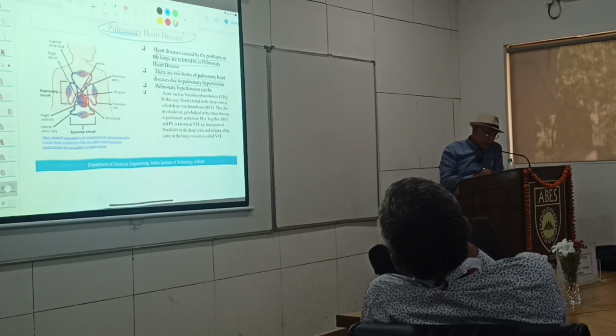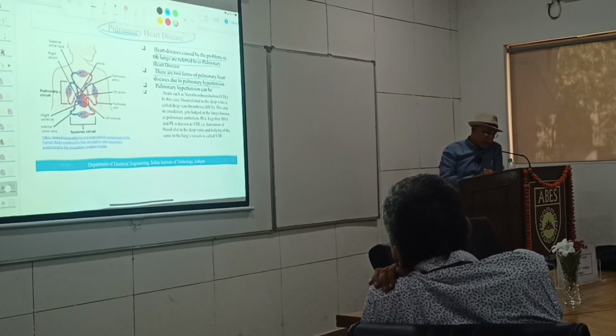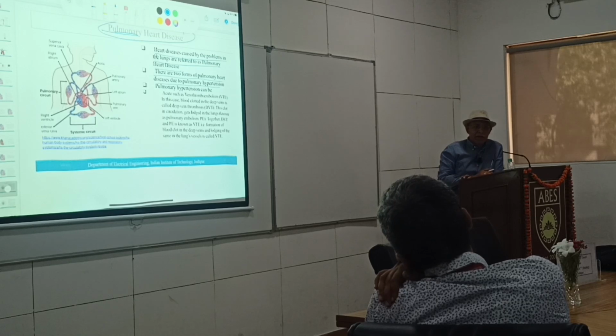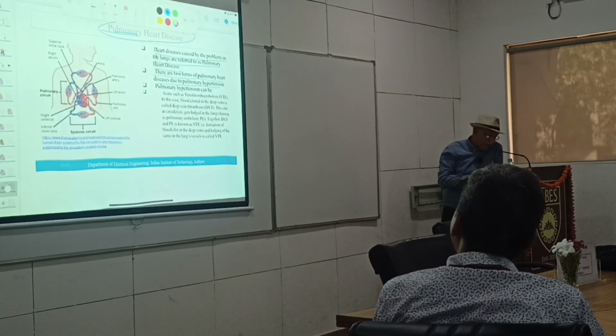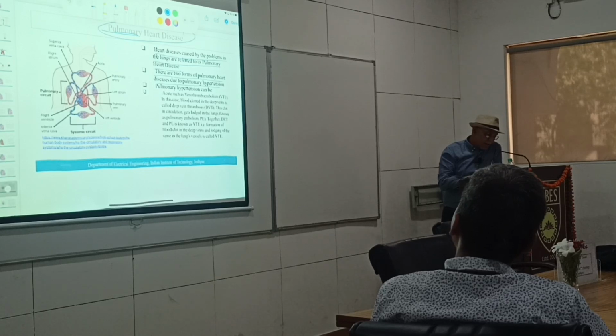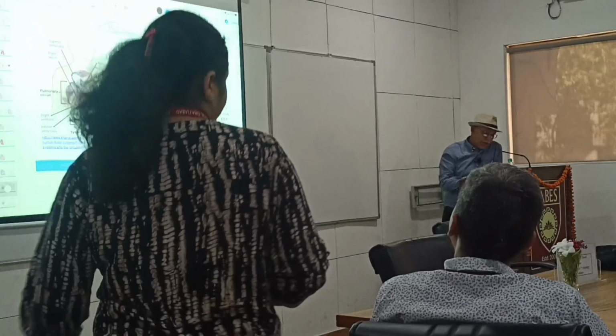So pulmonary hypertension can be acute, such as venous thromboembolism. It's very tough to remember, so I learned many times how to speak it. VTE. And there is a meaning to each one of them. In this case, blood clots in the deep veins. So deep veins is a term. This means that there are veins which are not deep, right? So blood clotted in deep veins is called deep vein thrombosis, DVT.